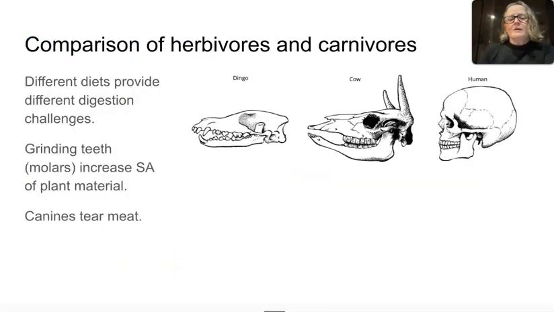So let's have a closer look at comparing herbivores and carnivores. And you can see here, one of the first differences you'll notice is their teeth. A dingo is a carnivore, so very prominent canines here. They are for tearing meat, piercing through the flesh of the prey. A cow is a herbivore, doesn't have any canines at all, but it does have these molars for grinding. And humans are omnivores, so they have a dentition which gives a clue that we've been eating both types of food for a long time.